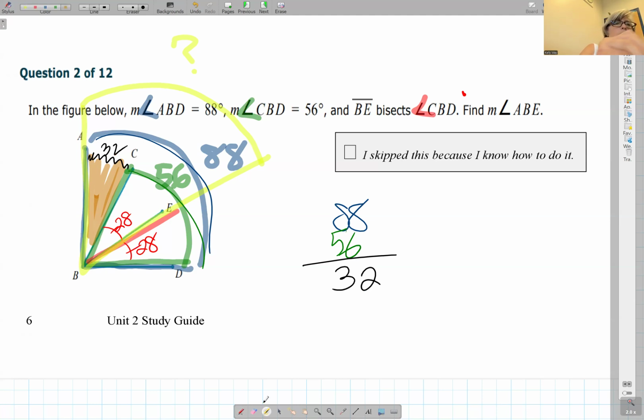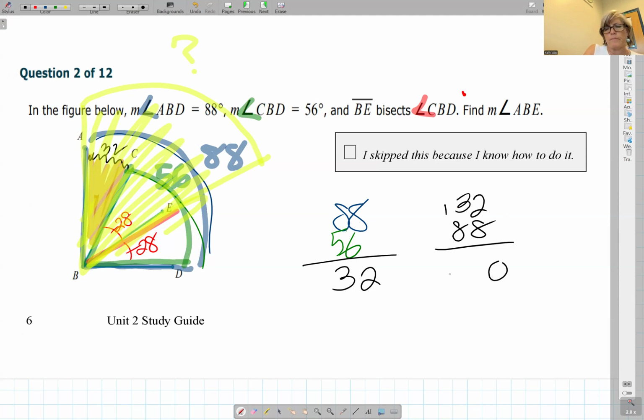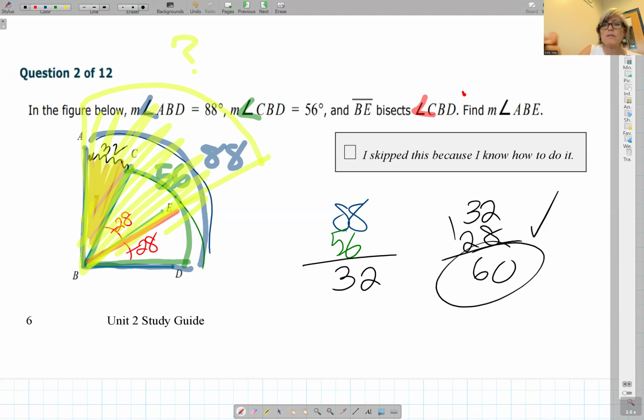And you ask yourself, do I have enough information to get this whole slice? And the answer is yes. It's 32 and 28. Whoop, 28. I wrote down 88. Let's do that again. So 32 and 28. And the answer would be 60 there.